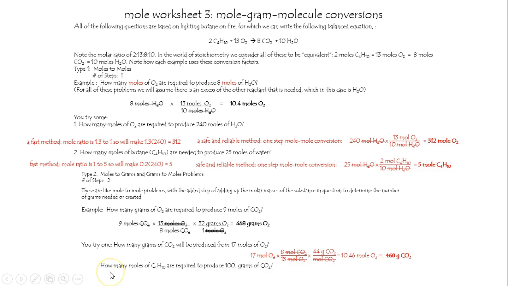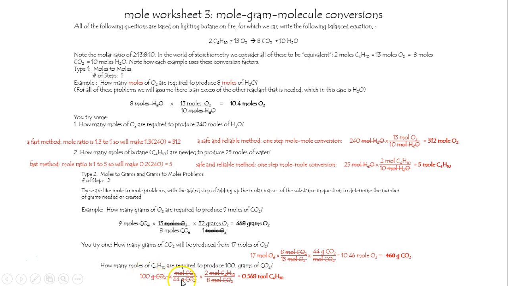Oh, there's one more. How many moles of butane are required to produce 100 grams of carbon dioxide? I see moles and grams again. I'm seeing a two-step process, which we've been doing here. I better start with what I'm given, this 100 grams of carbon dioxide. I better go to the moles of butane that are required for this chemical reaction, since carbon dioxide is a product and butane is a reactant.